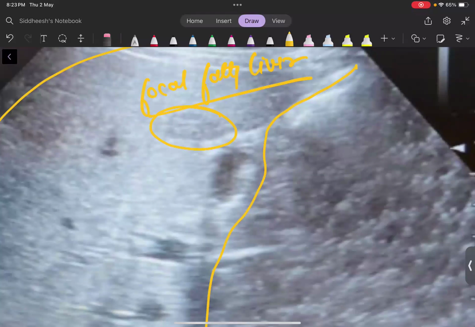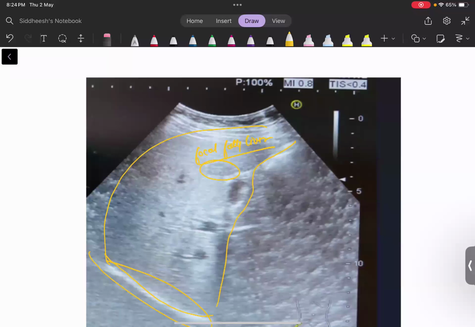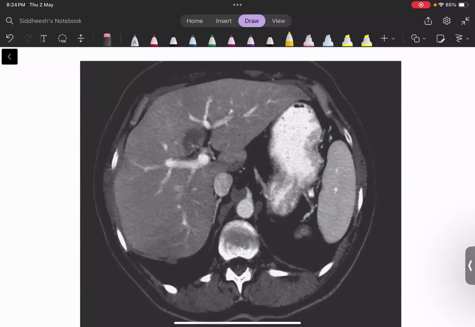Fine. Right? And how does this focal fatty liver appear in CT or MRI? Let me show you. Here we have the image. So is this CT or MRI? Why CT? Because bones are shining. Perfectly fine. Not MRI. In MRI, bones will never shine. Remember this part. In CT, bones will shine. Right? Bones are shining.